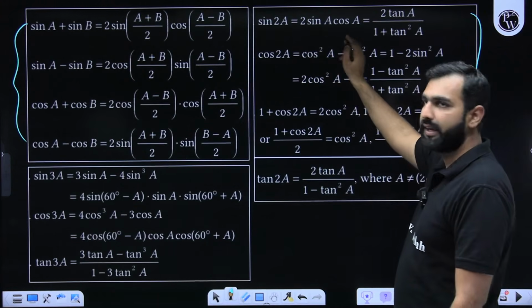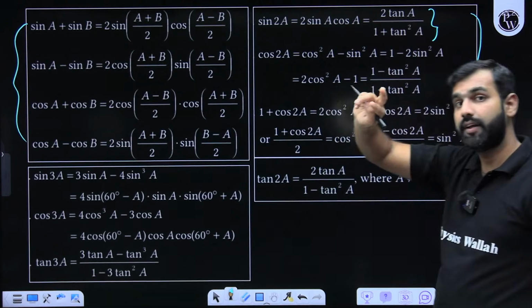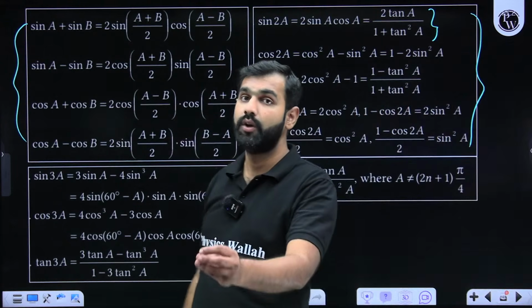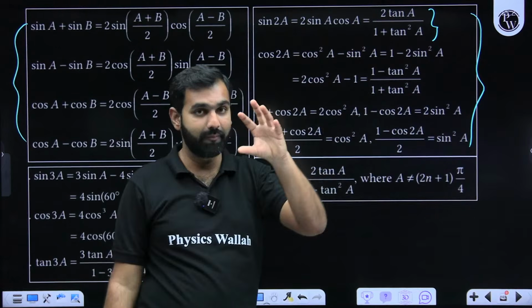Sin 2a is 2 sin a cos a, we know, but the other versions of it are very widely used. They ask you half angle formula. Let's say they ask you sin 7.5 degree. There, these formulae become very handy.